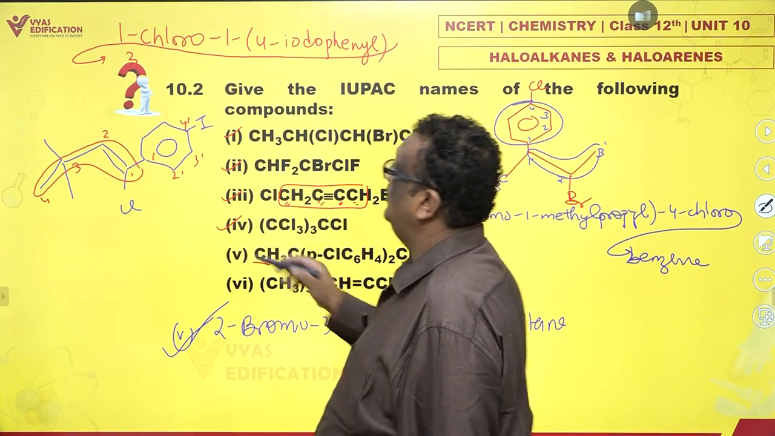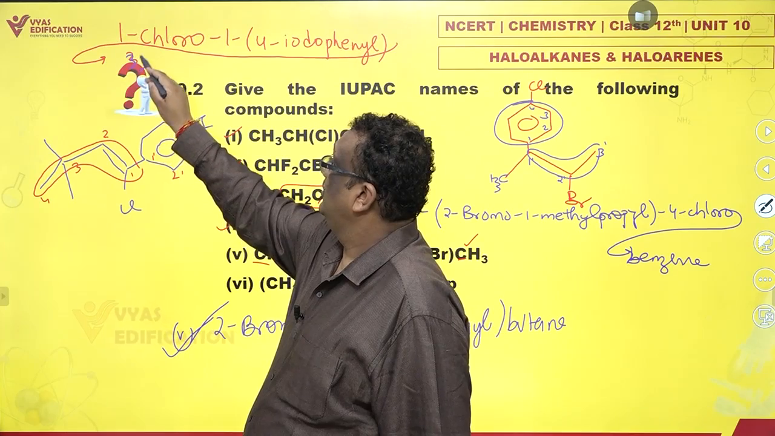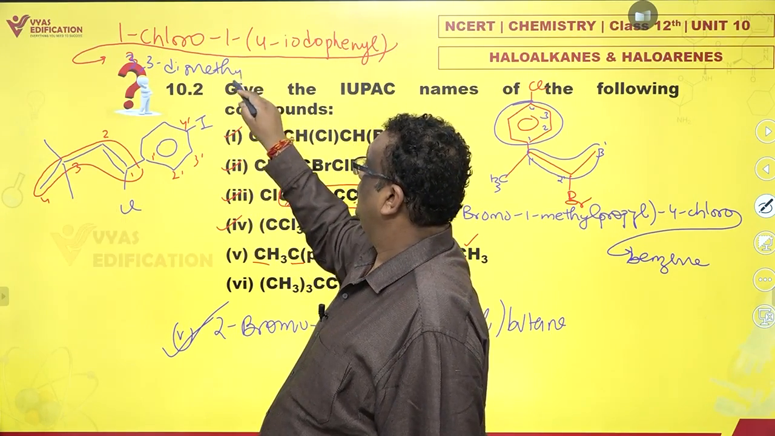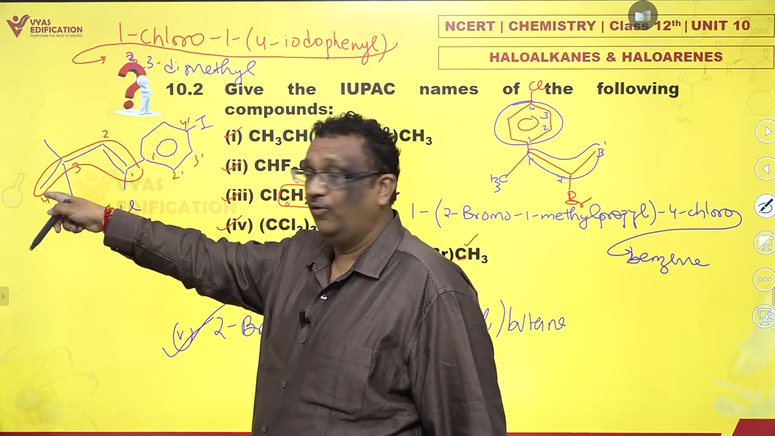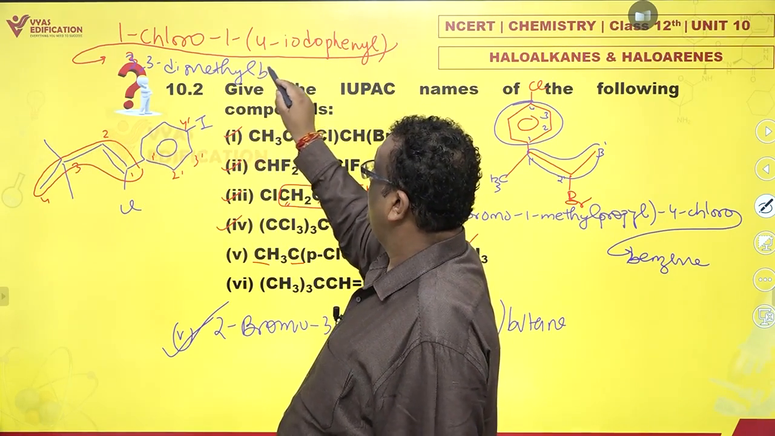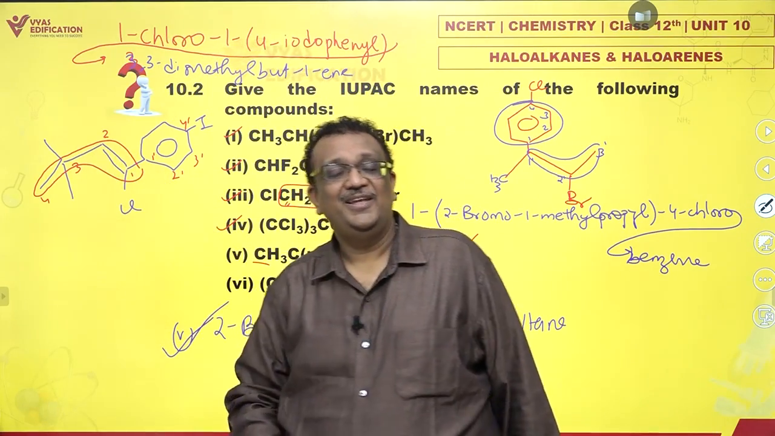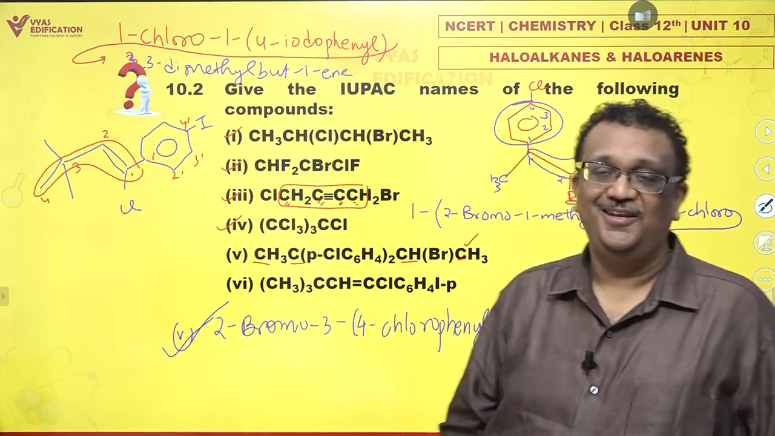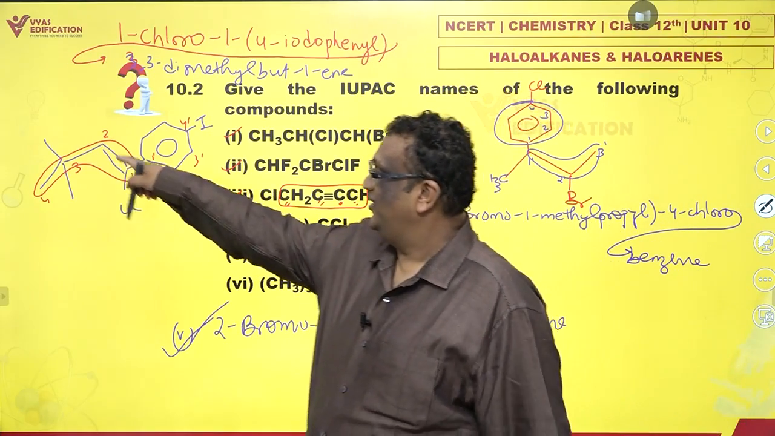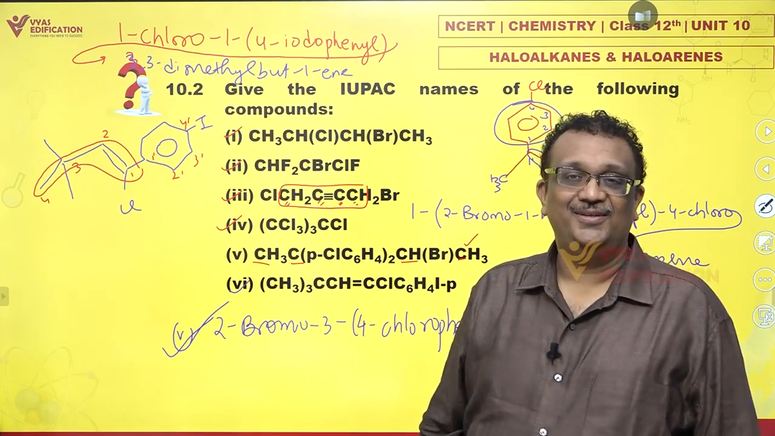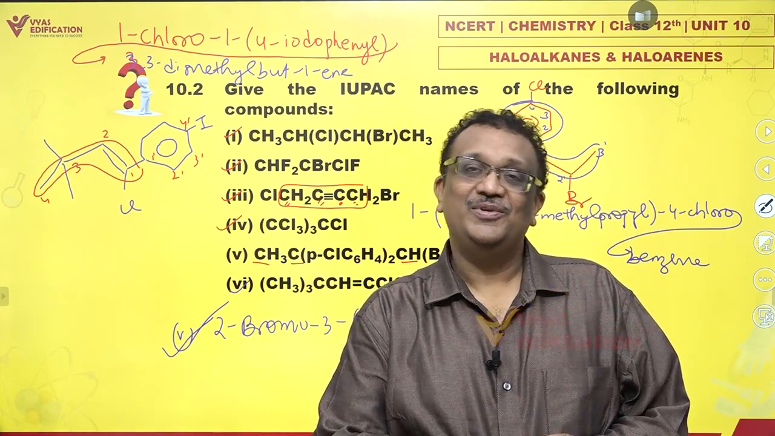Let me use a darker color. 3, 3, dimethyl, and 1, 2, 3, 4. 4 carbons. So but-1-ene. Yes, it's but-1-ene. Don't you forget this alkene here, right? This is the way we would name the sixth one. These are the IUPAC names.